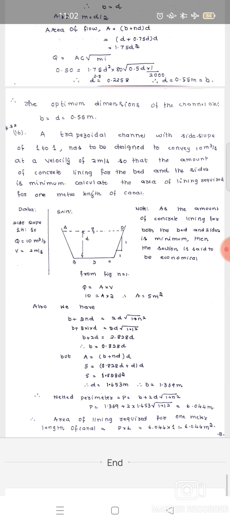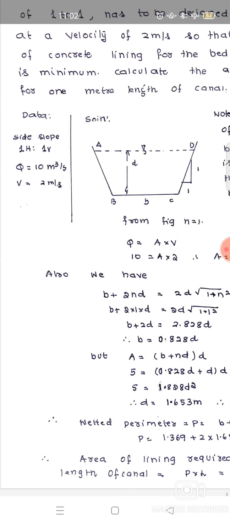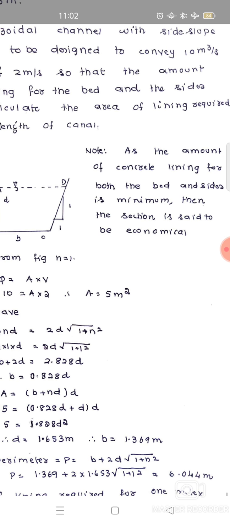So there is a canal where the water is flowing on the downstream side, but the canal is lined, it is nothing but there is a concrete lining. Then we have to find out for the most economical section, the side slope is given. So they ask you to find out what is the area of lining required for 1 meter length of the canal. So we can just write down the given data. Side slope is 1 horizontal, 1 vertical, and the discharge is 10 meter cube per second, and the velocity is 2 meter per second.